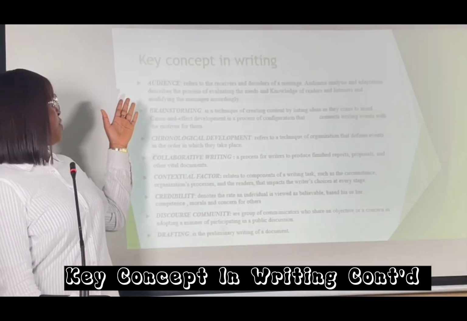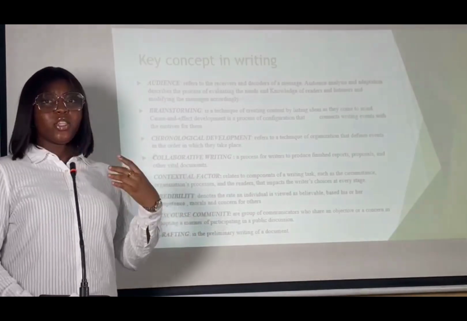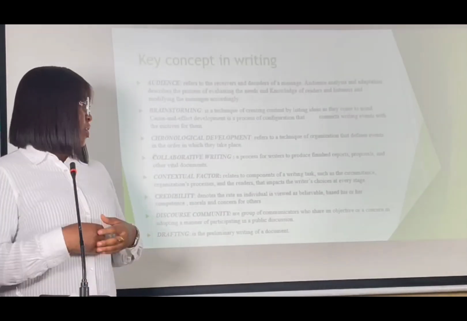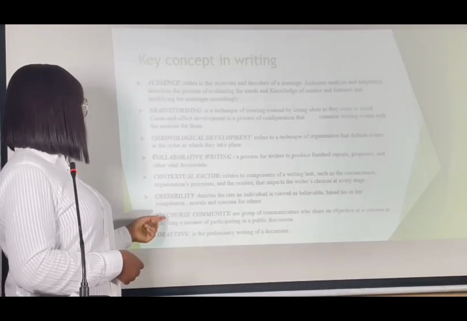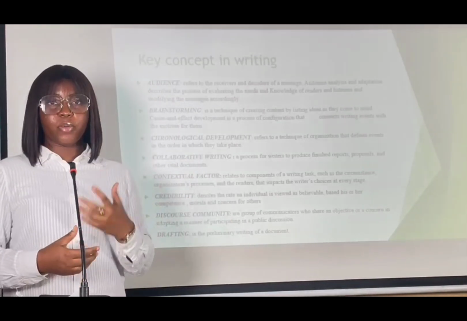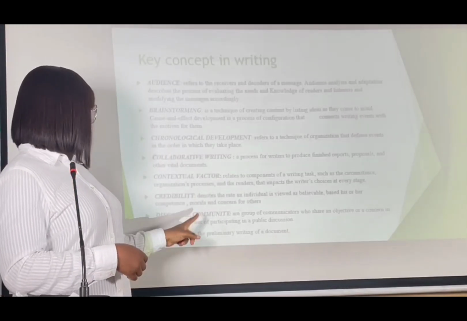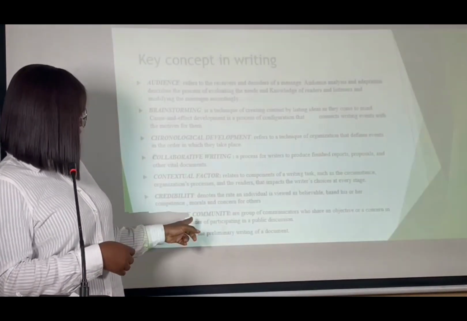Still on the key concepts in writing. Number 5, we have credibility. This denotes the rate at which an individual is viewed as believable based on competence, morals, and goodwill towards others. The next one is discourse community. They are a group of communicators who come to the same idea and objective in the manner of participating in public discussion. Number 6, drafting.